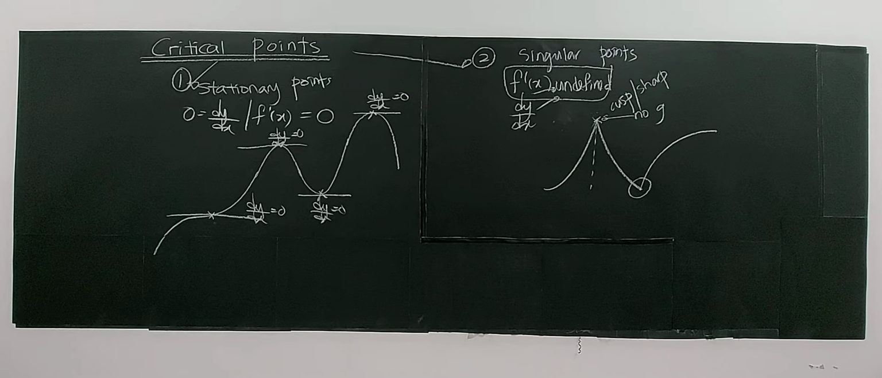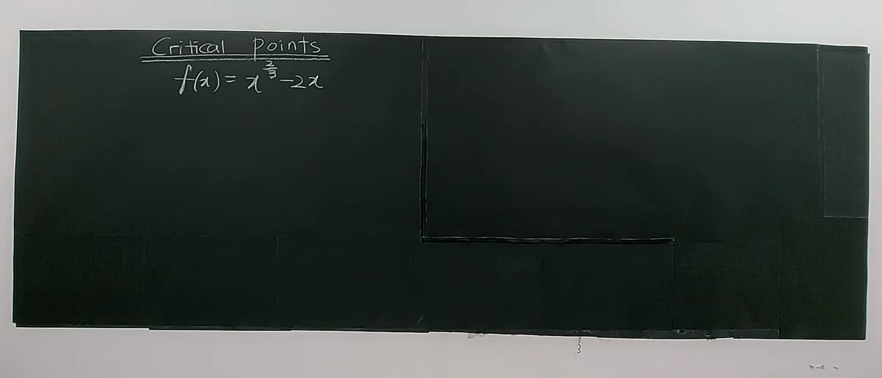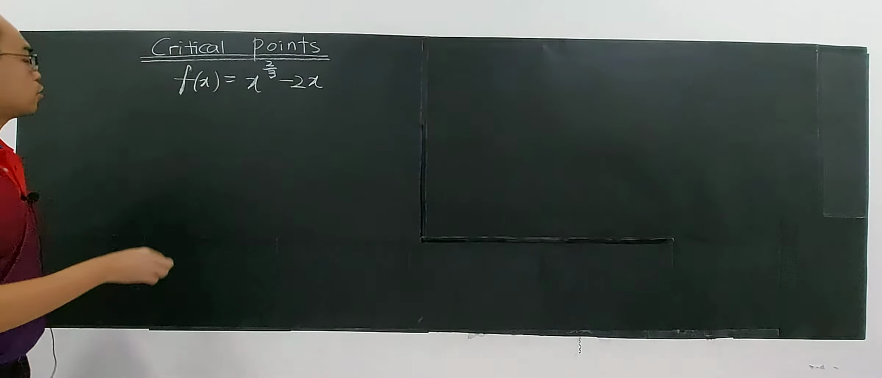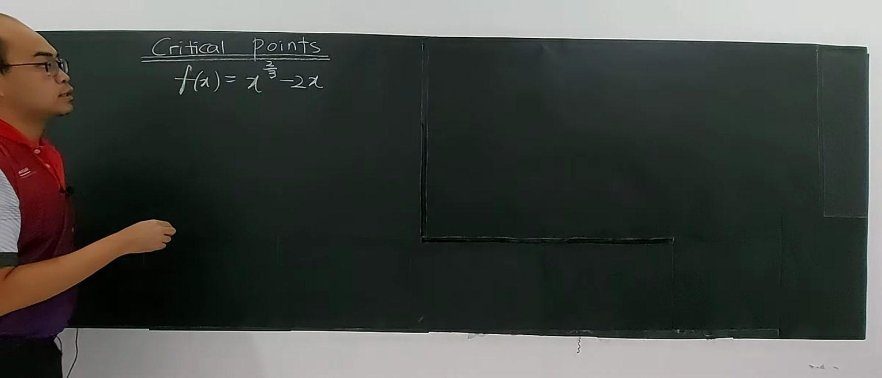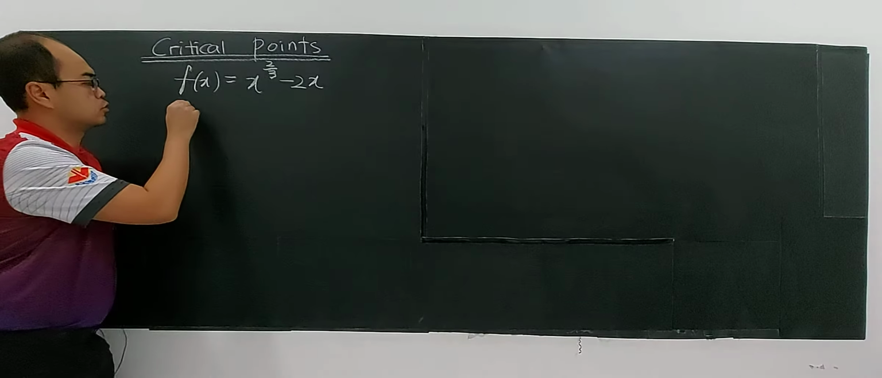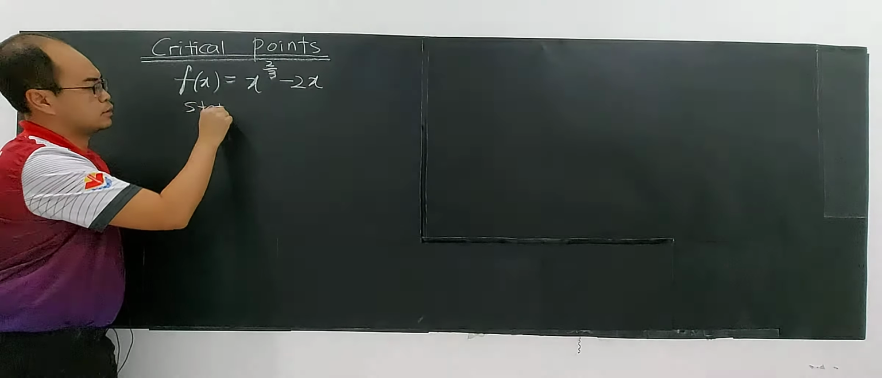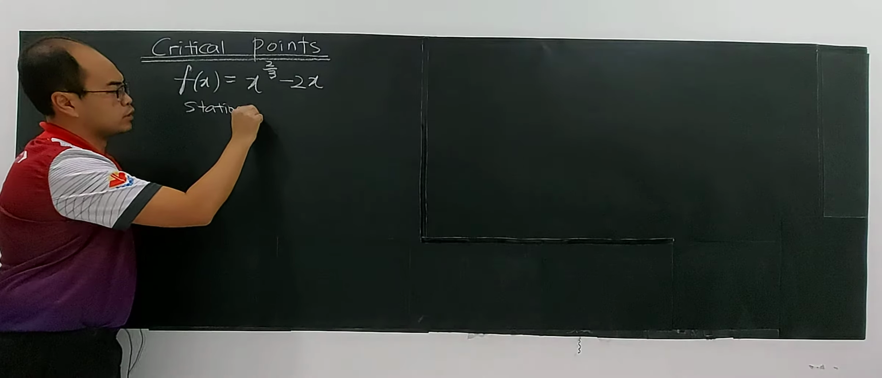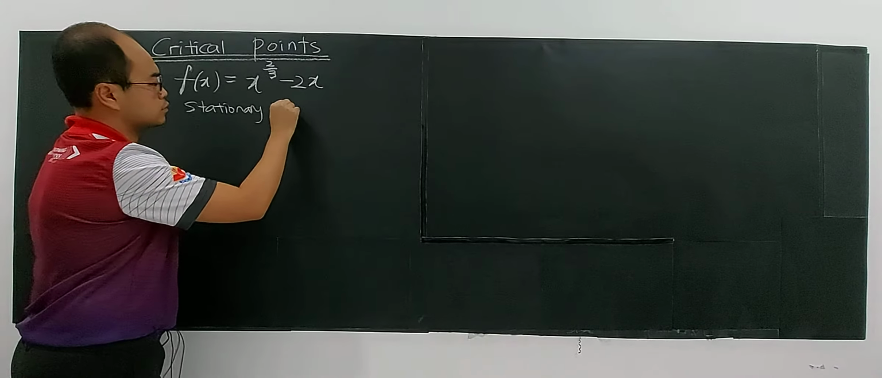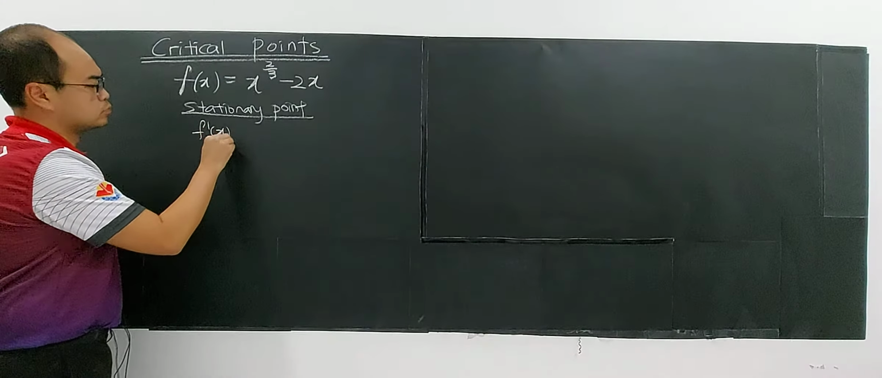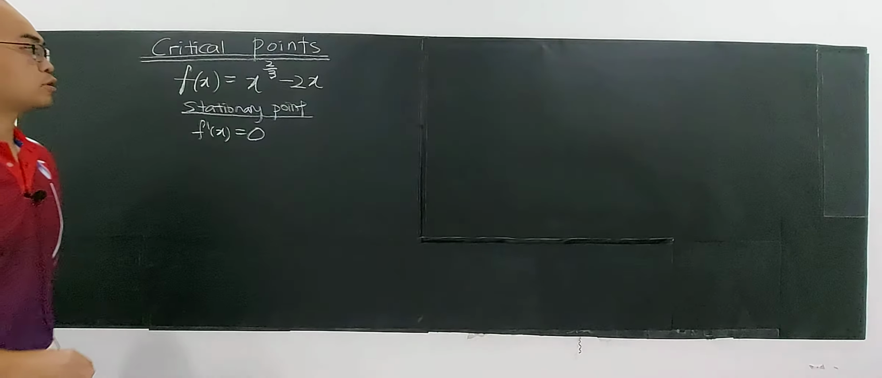Alright, let's continue with an example. Let's look at this example. I'm going to find the critical points. As you know, critical points consist of stationary points and singular points. So we find the stationary points first. A stationary point means that f prime x equals 0, dy/dx equals 0, the first derivative.